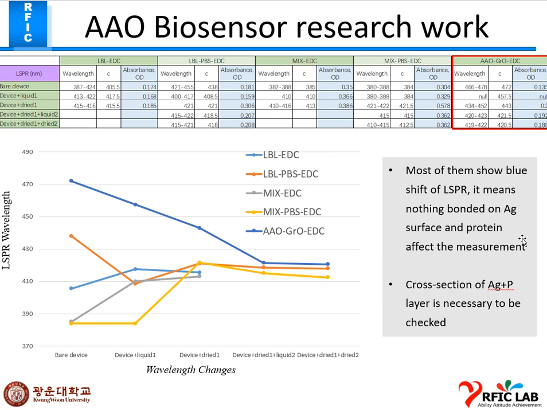And now come to the AAO biosensor research work. As we discussed in the last meeting, we have to go with the new AAO substrate. We got the new AAO membrane substrate. There are two different kinds of AAO membrane substrate. The first one has a 75 nanometer pore surface, and the second one has a 90 nanometer pore surface.